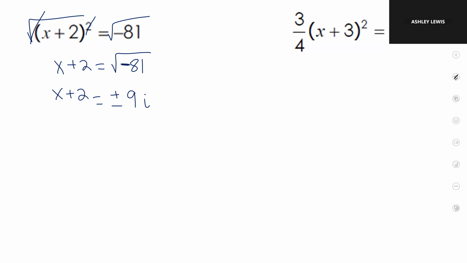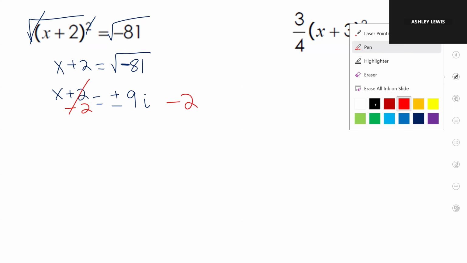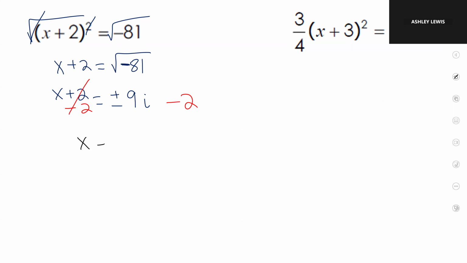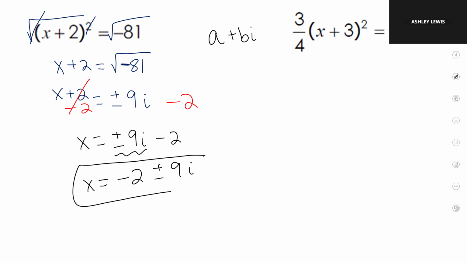Now, I'm not done solving for x. What do I do to solve for x? Subtract 2. The rules are still the same, guys. So my answer is, don't copy this down, just look. This is what you probably wrote, right? That's what I had. But remember, the format of a complex number is a plus bi. So I'm going to put this part on the back. So I'm going to say x is equal to -2 plus or minus 9i. That's how I'm going to write my answer.